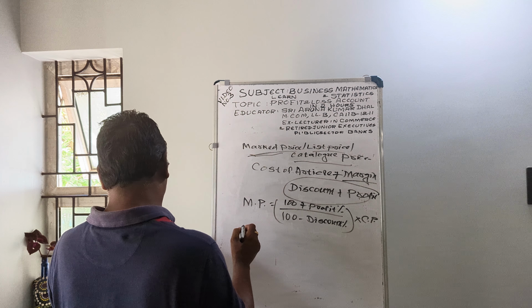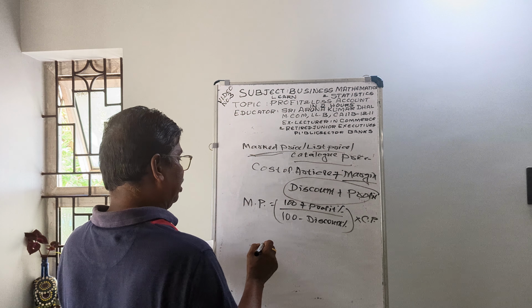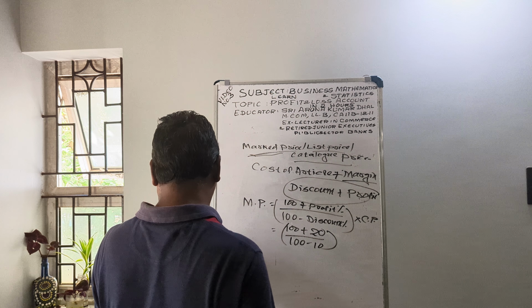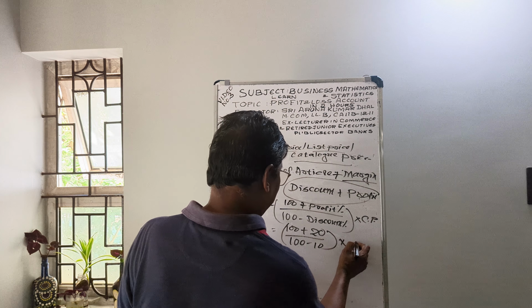A manufacturer makes a profit of 20% of the cost of the article. So profit is 20% on the cost of the article, after allowing a trade discount of 10%, so 100 minus 10. Find the mark price of the article if its manufacturing cost is 675. So cost price is 675. You have to calculate the mark price.